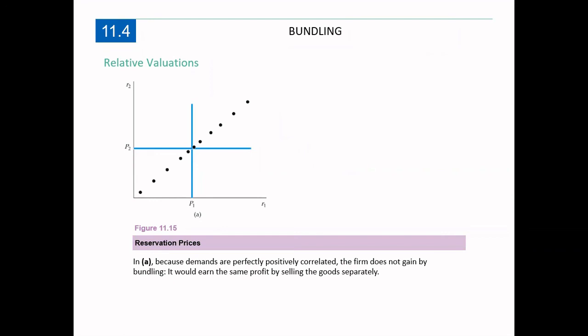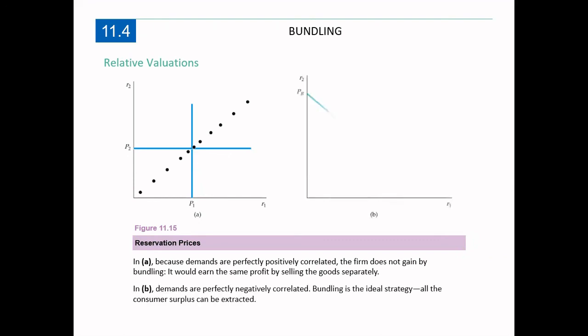But if I'm looking for the pasta and the macaroni itself, they are positively correlated. But when we compare it with the perfumes, they are negatively correlated. They are completely different. If the demand is negatively correlated, bundling is an ideal strategy. All the consumer surplus can be extracted.